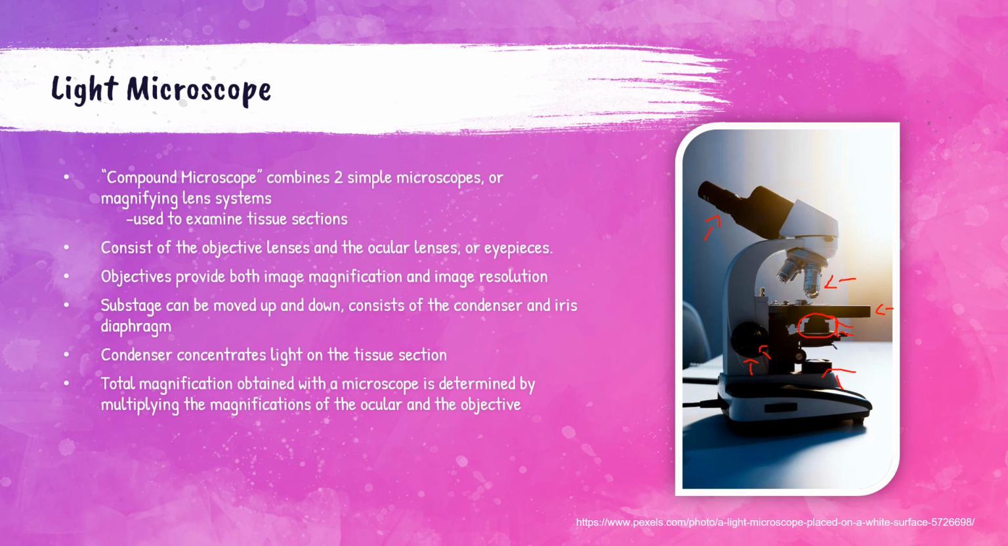In the histopathology laboratory, light microscopes are used to examine tissue sections on slides. The lens system on the light microscope consists of the objective lenses and the ocular lenses, which of course are those eyepieces. Each of the objective lenses provide both magnification of the image as well as image resolution. The stage can be moved up and down and consists of the condenser and the diaphragm. The condenser helps to concentrate the light from the light source on the tissue section. Total magnification of the specimen is determined by multiplying both the magnifications of the ocular lens and the objective lens.